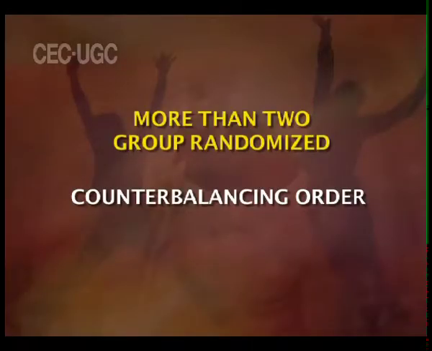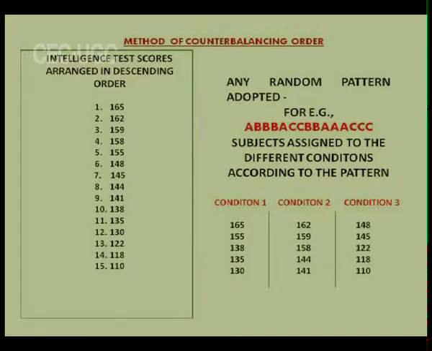Another method of matching involves the method of counterbalancing order. Here again, the intelligence scores will be arranged in an ascending or descending sequence, and a random order may be developed. Say for example A, B, B, B, A, C and so on. And the first subject will be assigned to condition A, the next 3 subjects to condition B, the third subject again to condition A, the fourth subject to condition C and so on.